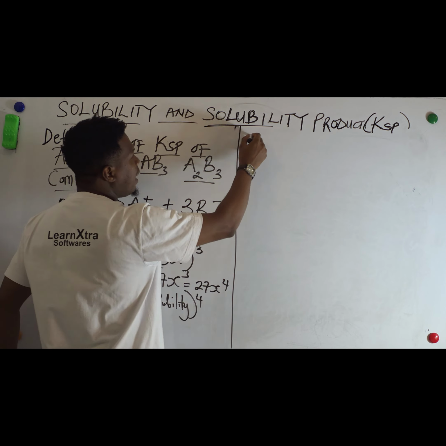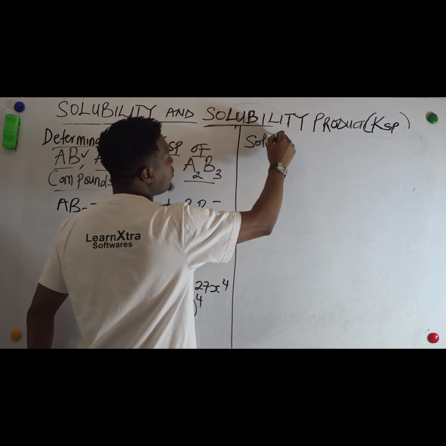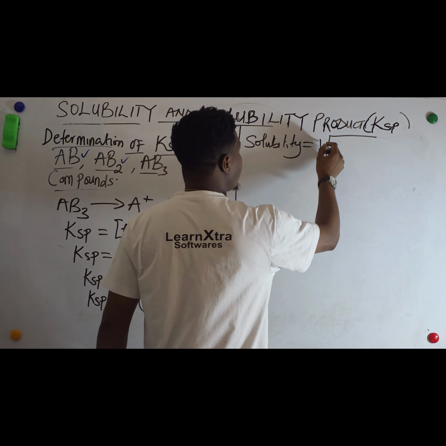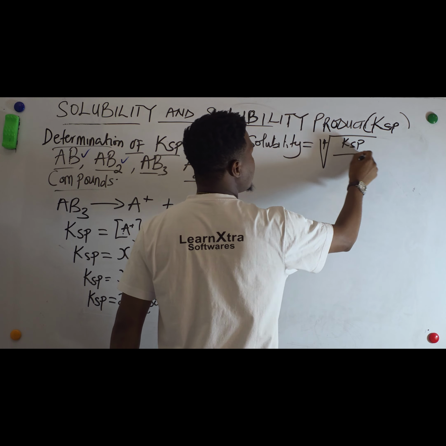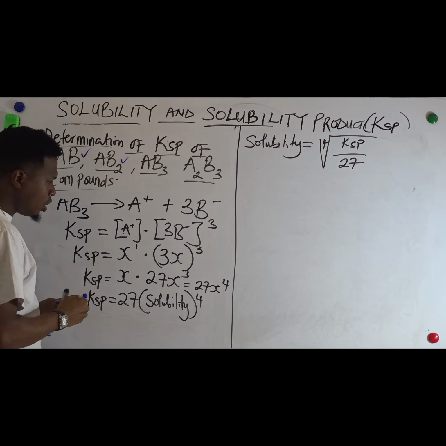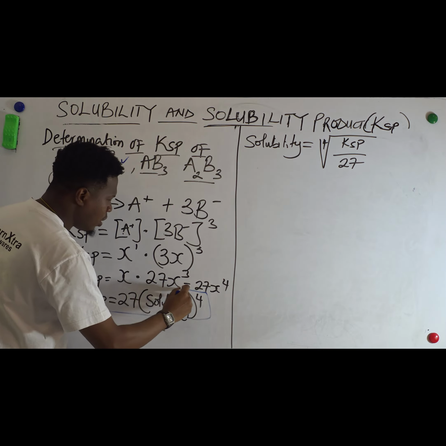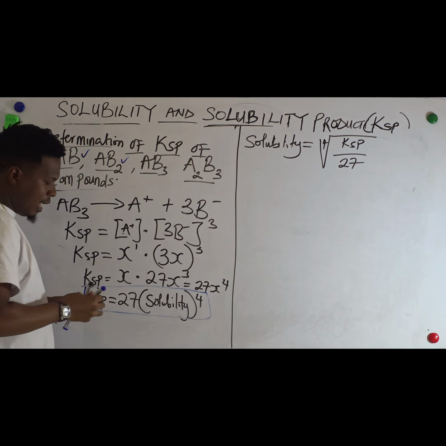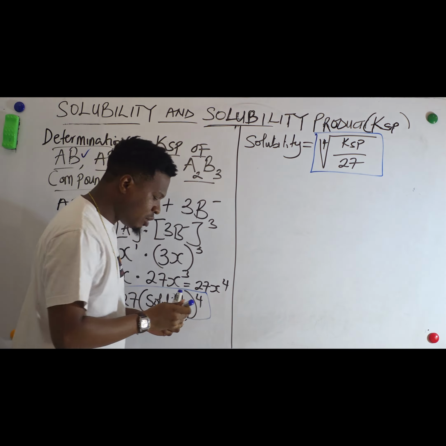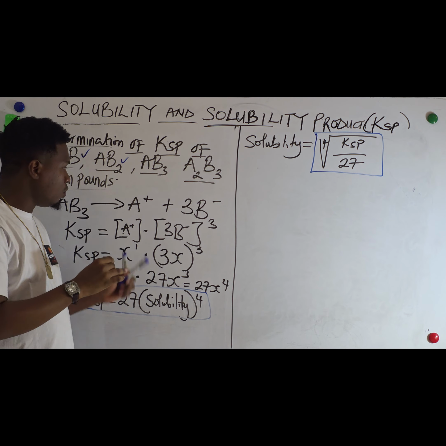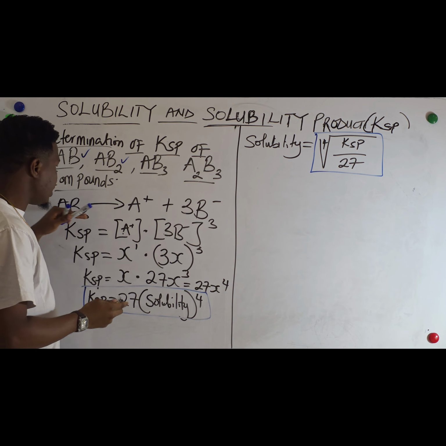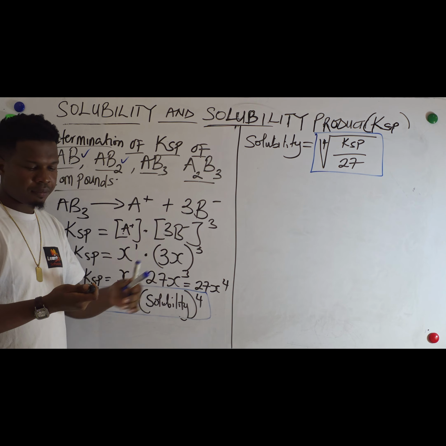So if I'm now looking for solubility only from here, the solubility becomes the 4th root of KSP all over what? 27. So the formula I'm giving you is important. Just take note of the formulas, okay? You must not know how to derive it. Just take note of the formula because you're going to use them in calculation. The formulas are the most important thing you need to know. If you don't know what I'm doing here, just look at it once more and note when it's appearing for compounds like this.